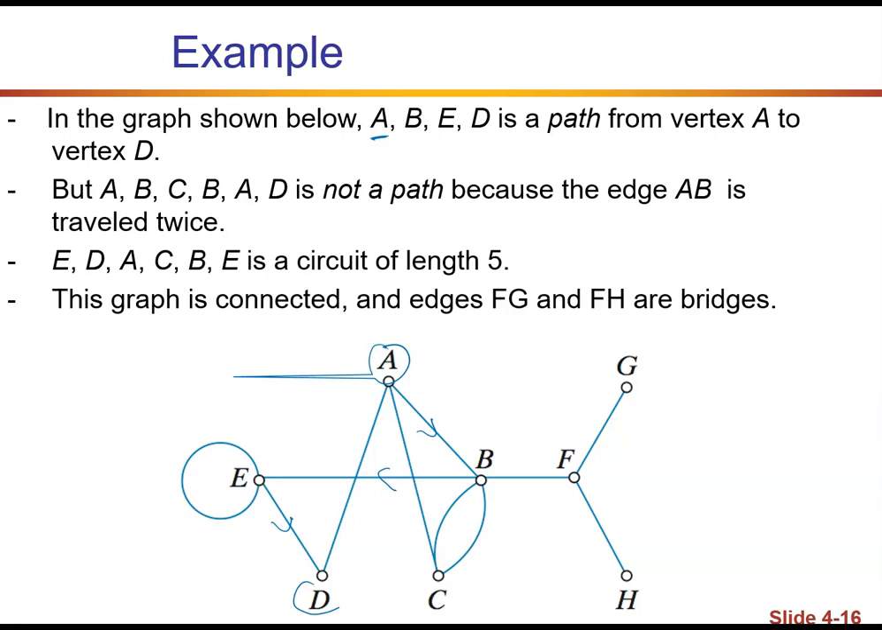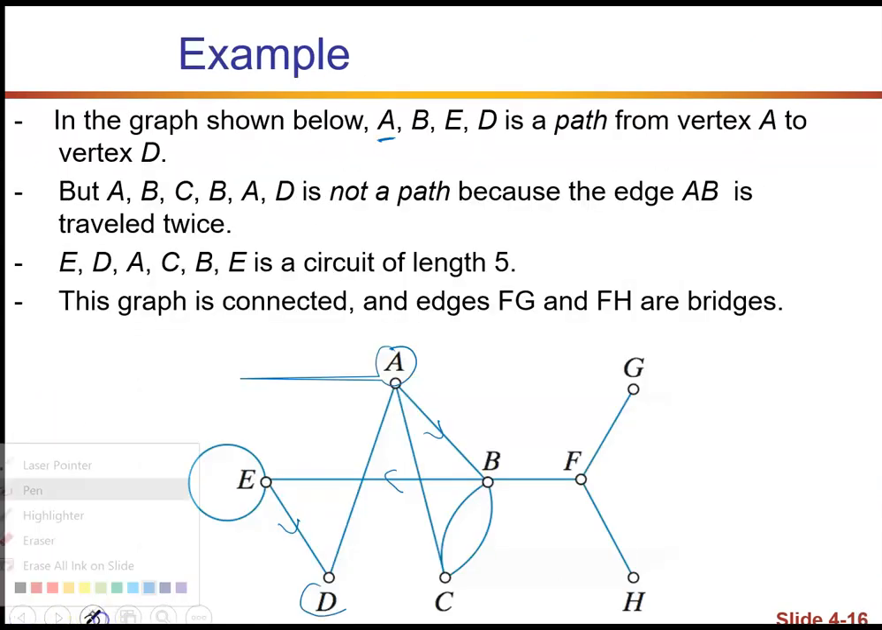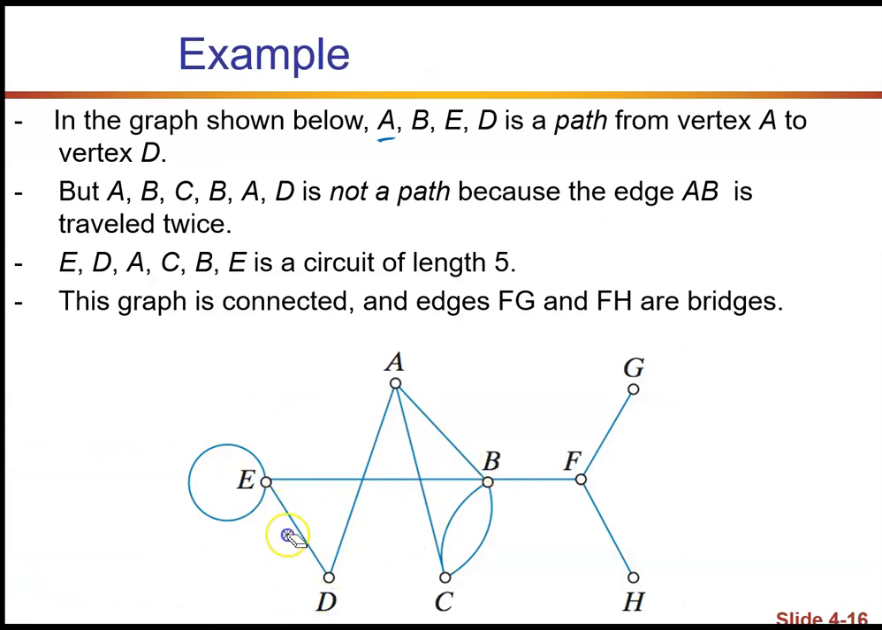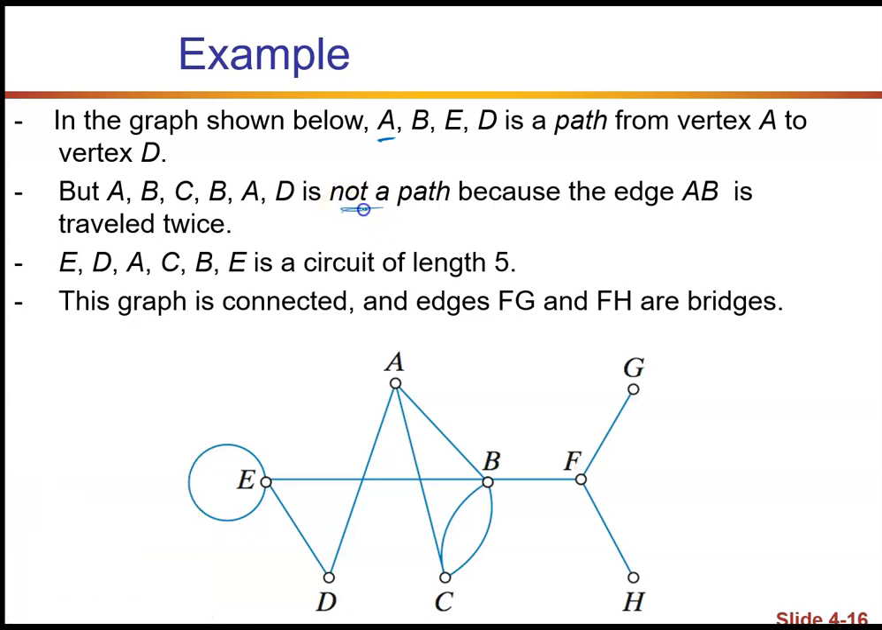So let me erase what I have up here. Let me just erase this. Okay. So again, A to B to C to B and then back to A. So again, here's where I cross. It's not a path because AB is traveled twice. That is super important to know there. That's why it can't be a path.